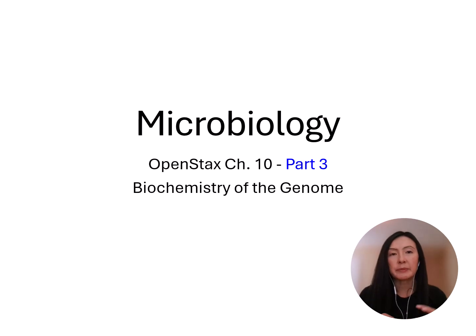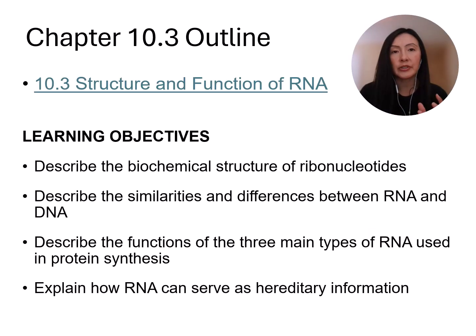Hi, and welcome back. This is part 3 of our Chapter 10 series on the biochemistry of the genome. In this video, we'll cover Section 10.3 on RNA and Section 10.4 on the structure and function of cellular genomes. By the end, you should be able to describe RNA structure, the 3 major RNA types, how RNA can act as hereditary material, and also explain genes, chromosome organization, non-coding DNA, plasmids, and viral genomes.